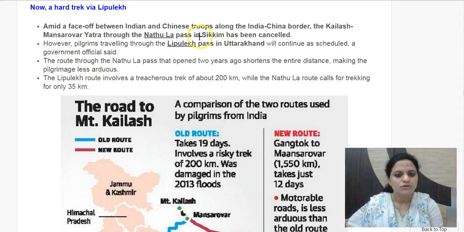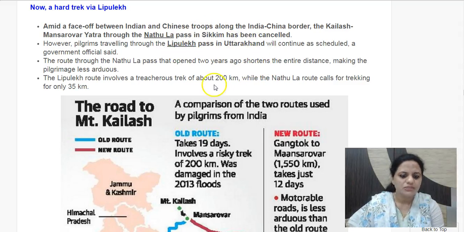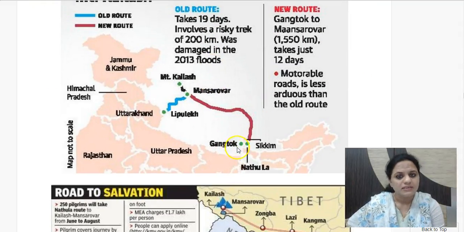So Kailash Mansarovar lies in Tibet, you can see here. The region from which they can reach here is Nathula Pass or Lipu Lake Pass. So these are the two passes. This one is in Sikkim and this one is in Uttarakhand. Now, since the Nathula Pass has been blocked for them by China.